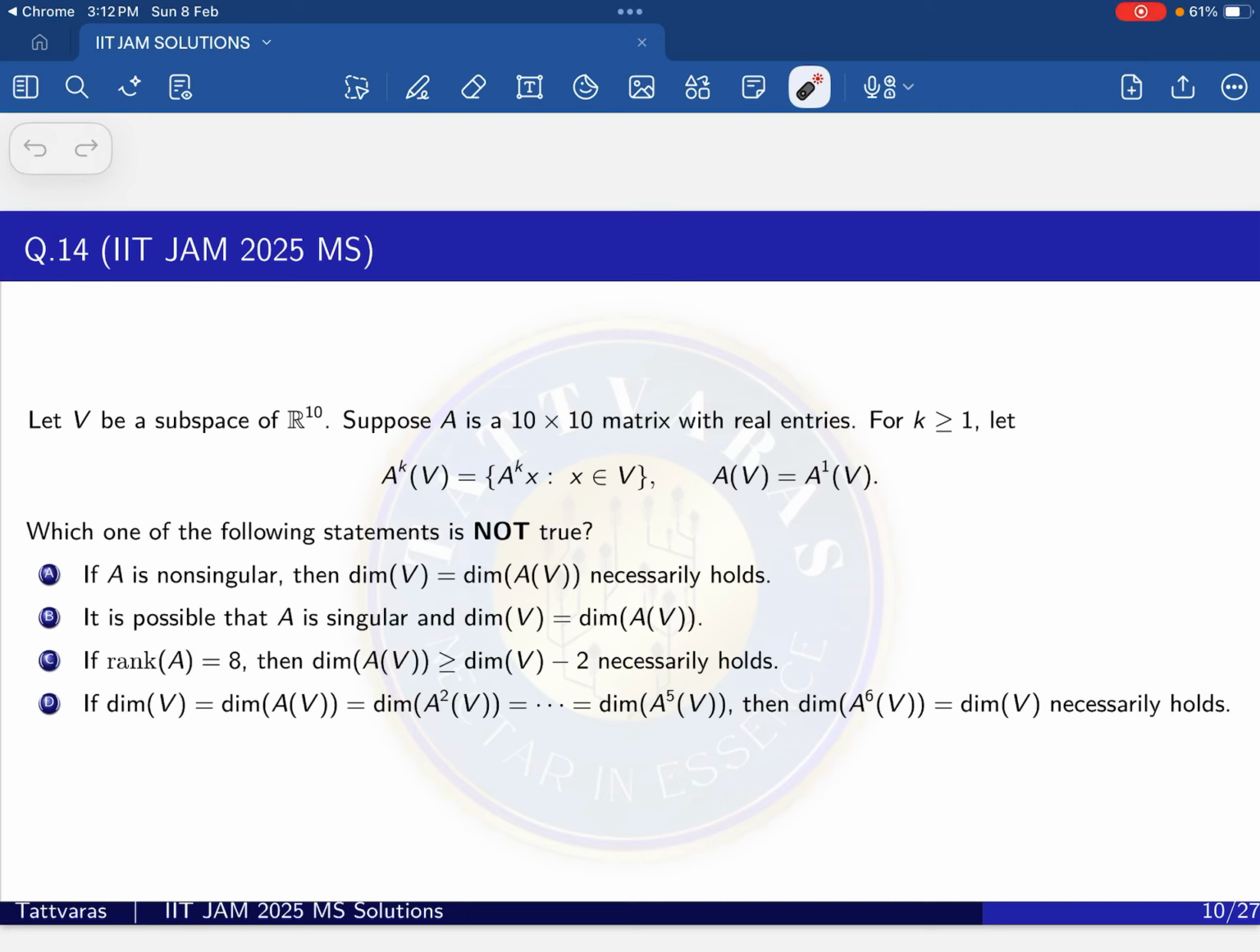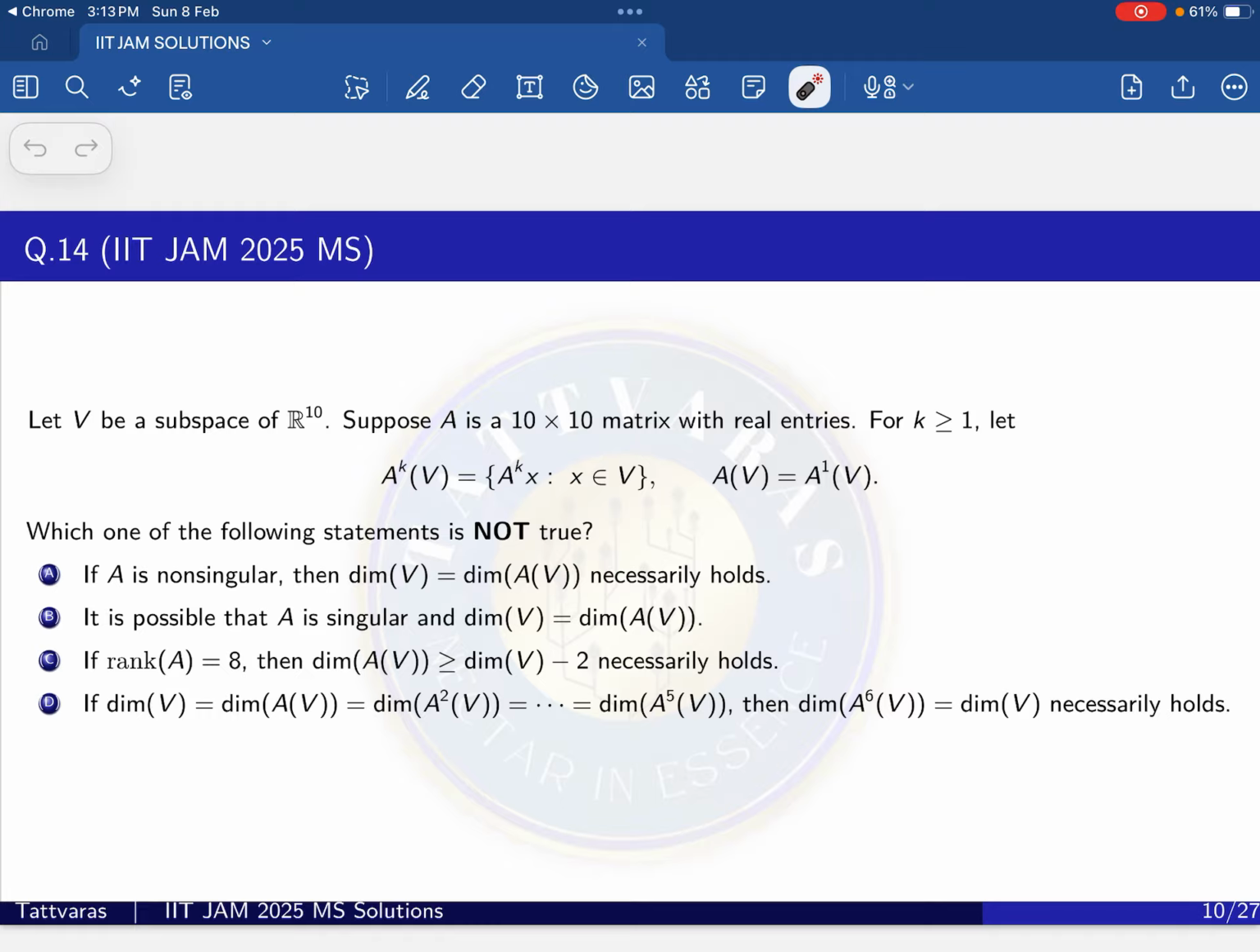Today we have another problem from JAM 2025 and this is a little tricky one. It is the 14th question of the 2025 paper, and here we have V as a subspace of R10. There is a 10-dimensional Euclidean space.